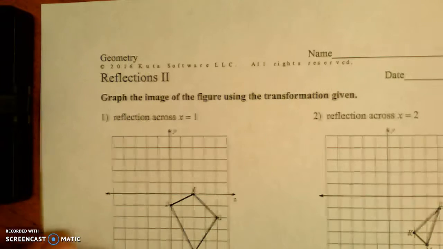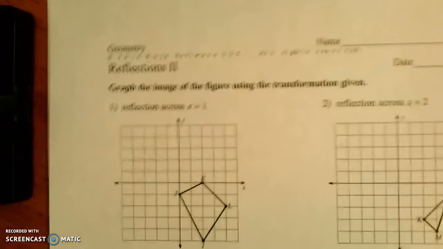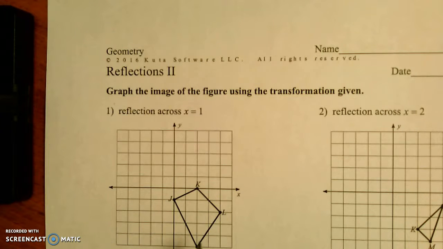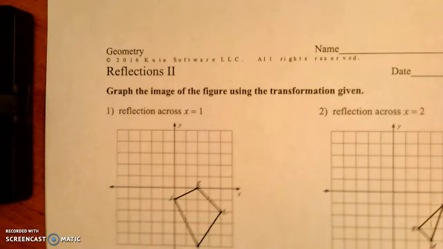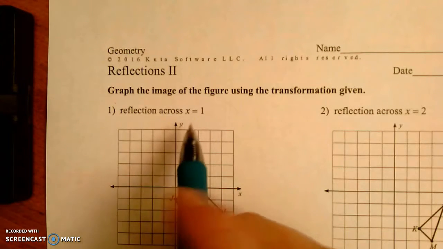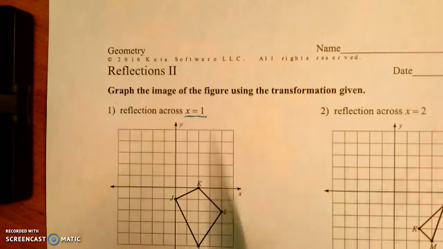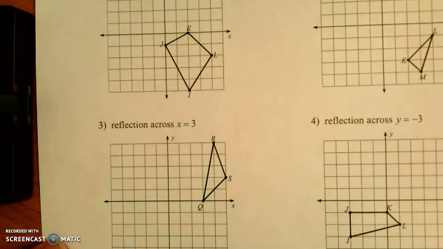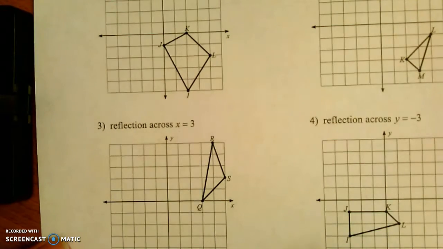All right. In this video, we're going to take a look at how to graph reflections across various lines, horizontal and vertical lines. First, I want you to notice that these are reflections across x equals 1, x equals 2, x equals 3, y equals -3. So these are all lines.